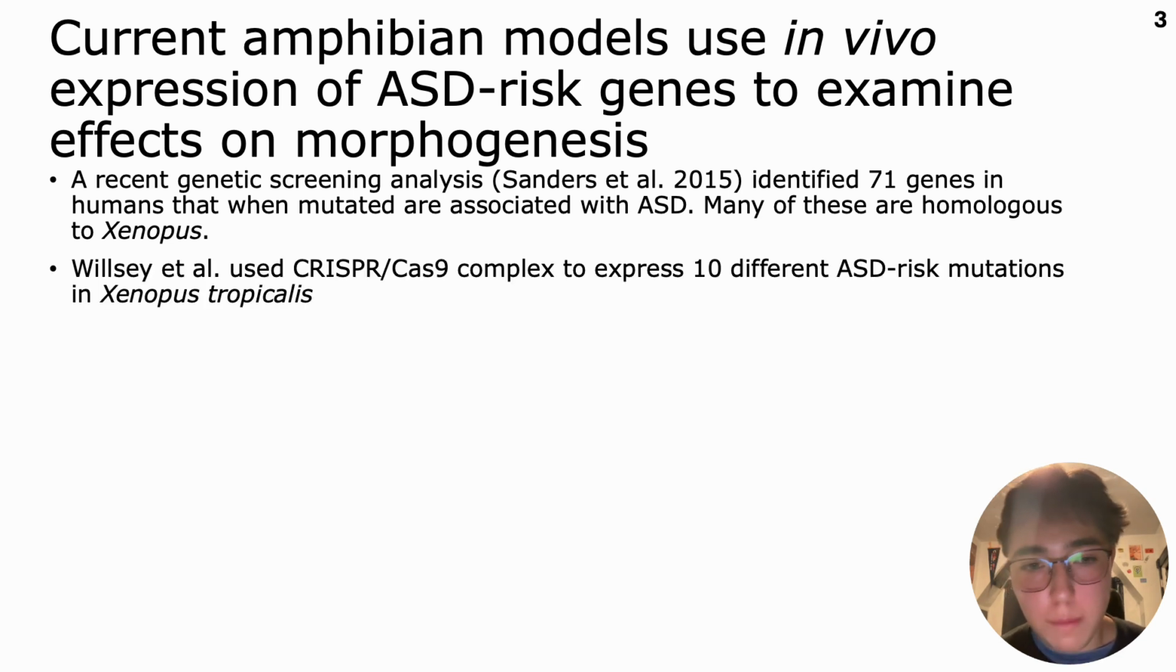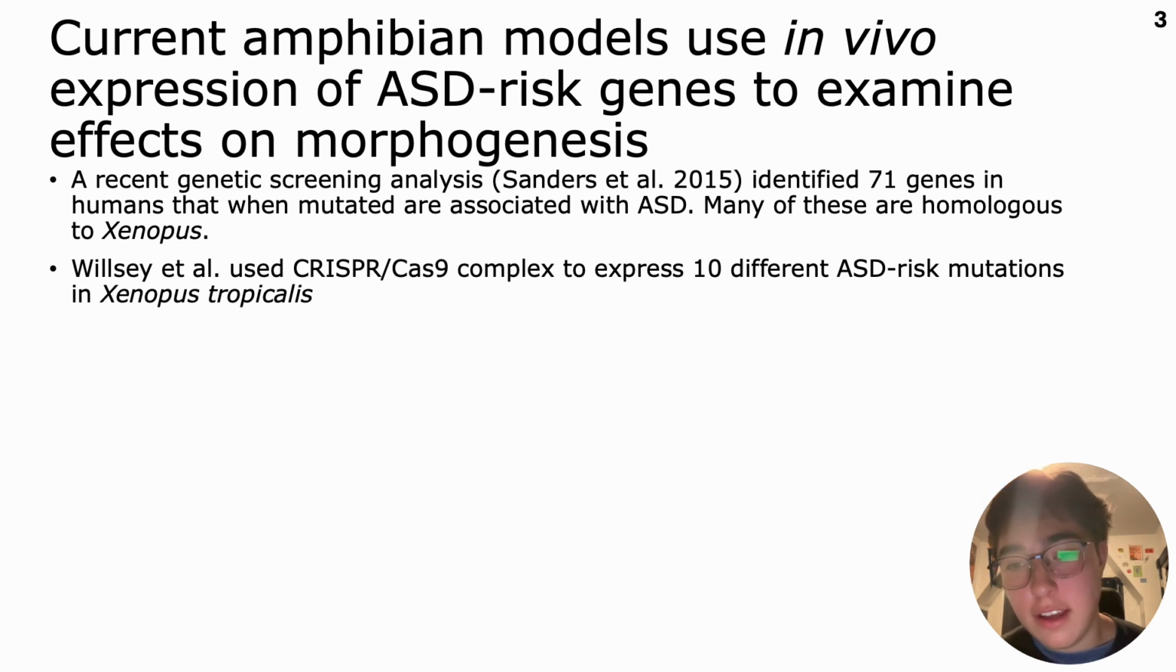My focal paper, which was written by Wilsey, was super interesting because it was the first time that they did a parallel in vivo analysis of ASD genes in an amphibian model. What they did was they expressed 10 of the most associated ASD risk mutations in humans in Xenopus tropicalis, and they just observed the phenotype to see what happened because this had never really been done before. It was a really helpful way of convergently inducing ASD to make an ASD model.